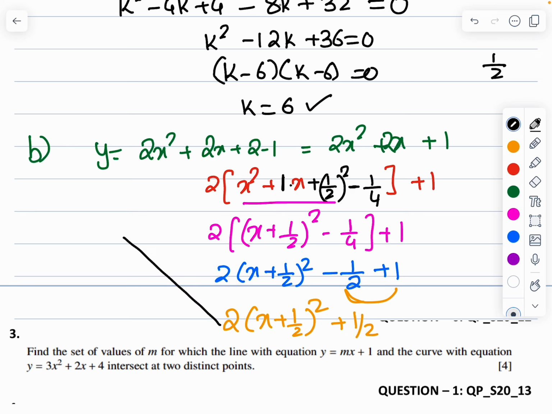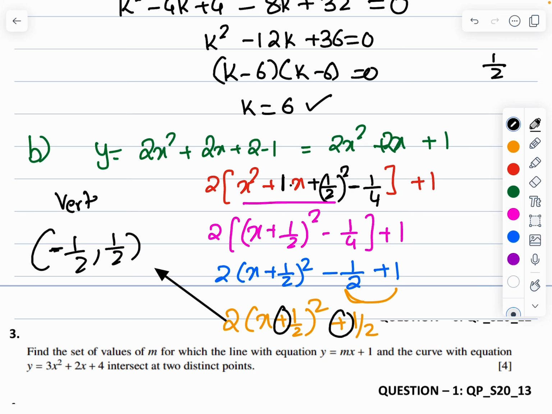In that case, what's going to be the vertex? The vertex will be opposite symbol, negative half. This opposite symbol you should take, and you should be taking the same symbol, positive half. First, within the bracket opposite symbol, and outside the bracket the same symbol. So that is going to be the vertex.